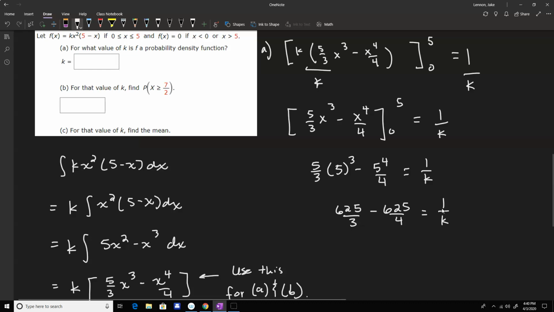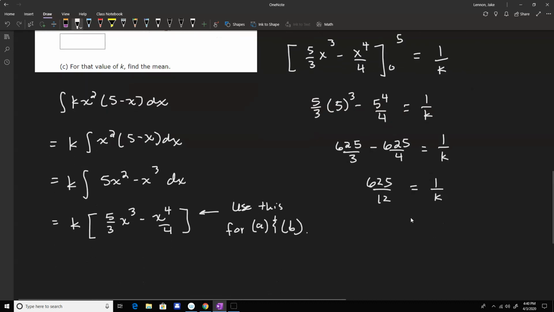And then let me just simplify that. I'm going to cheat and just use my calculator here instead of getting a common denominator. But this comes out to 625 over 12, which I should have known because 1/3 minus a 4th is a 12th. So if 1 over k is 625 over 12, then that means k should be 12 over 625. You just flip it over to find the value of k. So that means 12 over 625 equals k. So this is the answer to part A, 12 over 625.